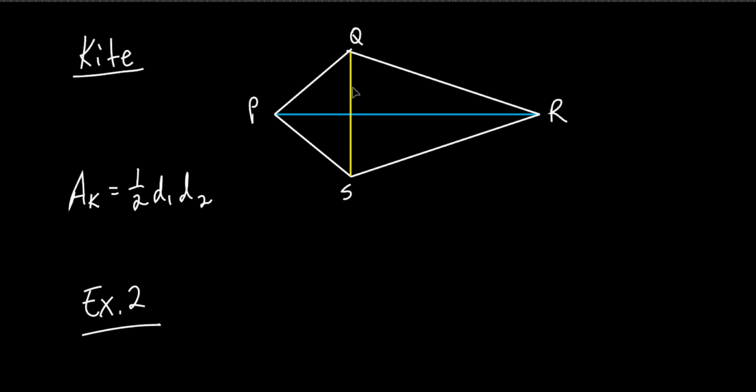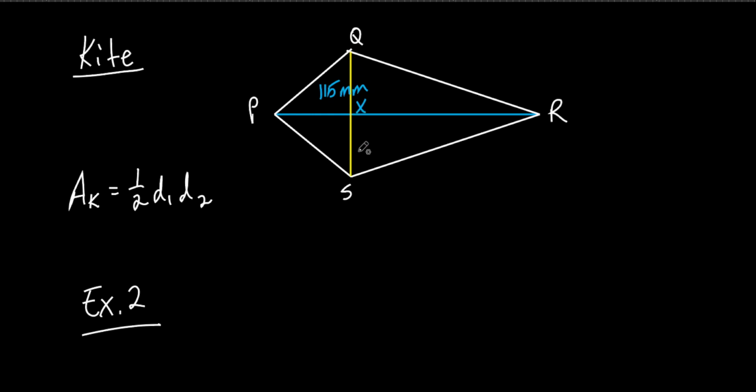Do you remember what happens to this yellow line on a kite? What if I told you from Q to X, we'll call this X, was 115, but watch what they put it in. They put it in millimeters. So from Q to X is 115 millimeters.